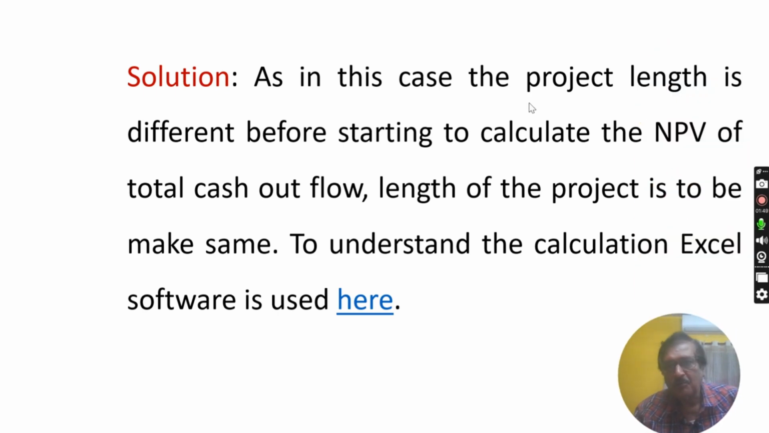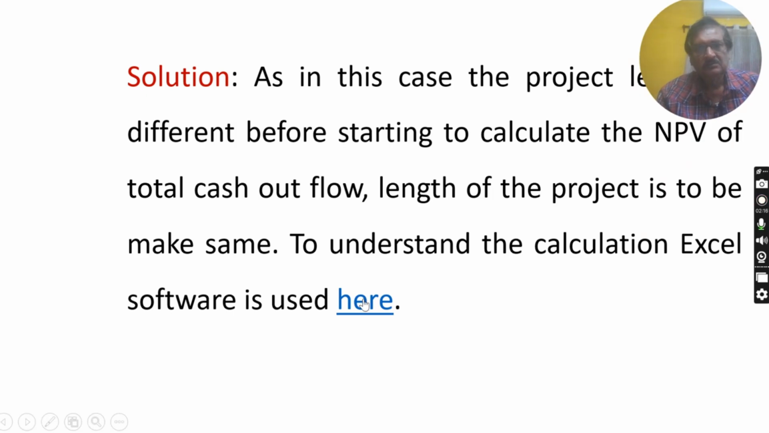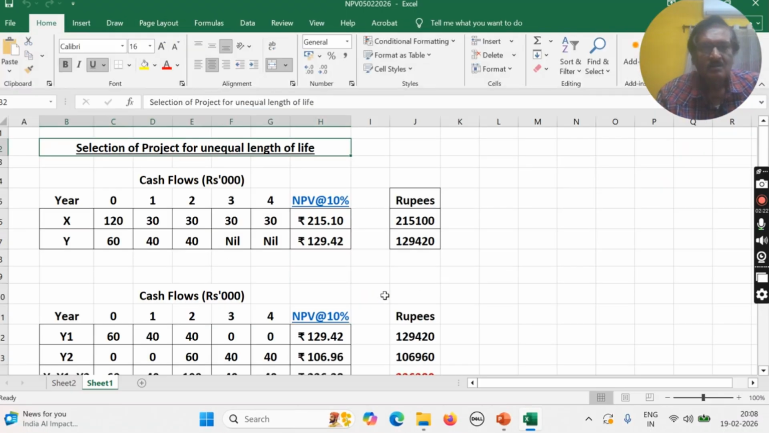As in this case the project length is different, before starting to calculate the NPV, means net present value of the total cash outflow, length of the project is to be made same. Only then you can compare. To understand the calculation, we have used here Excel software. This is the Excel software where the calculation has been made.